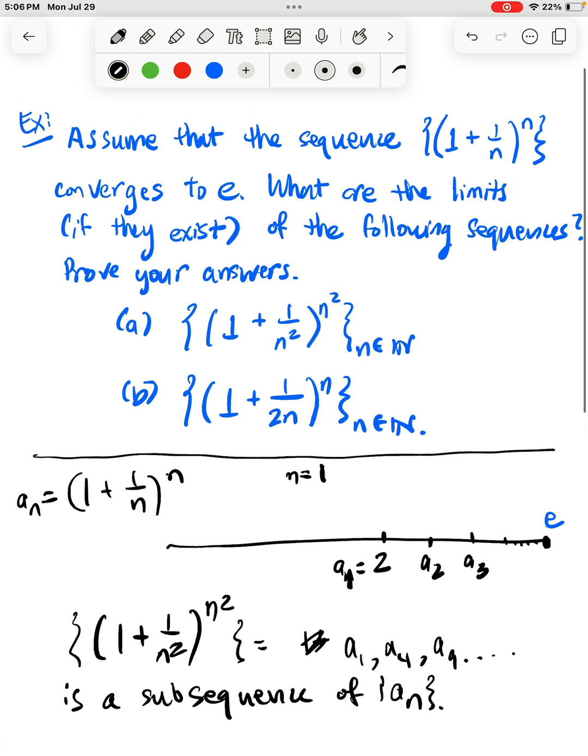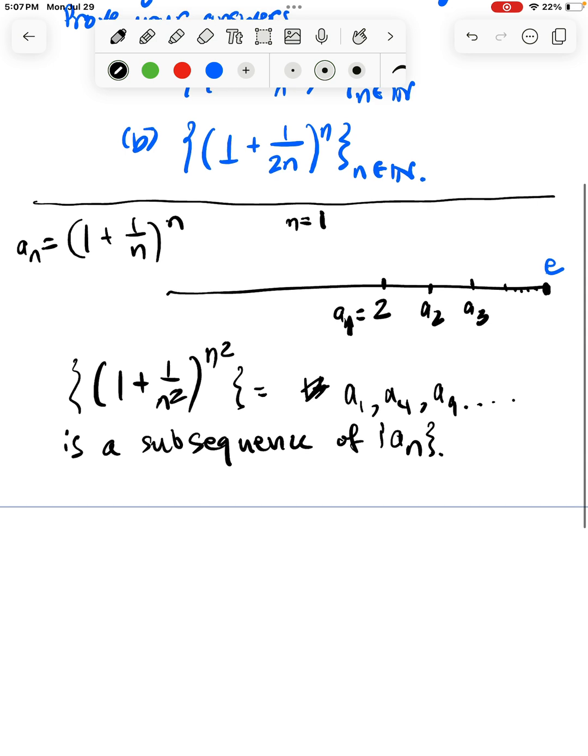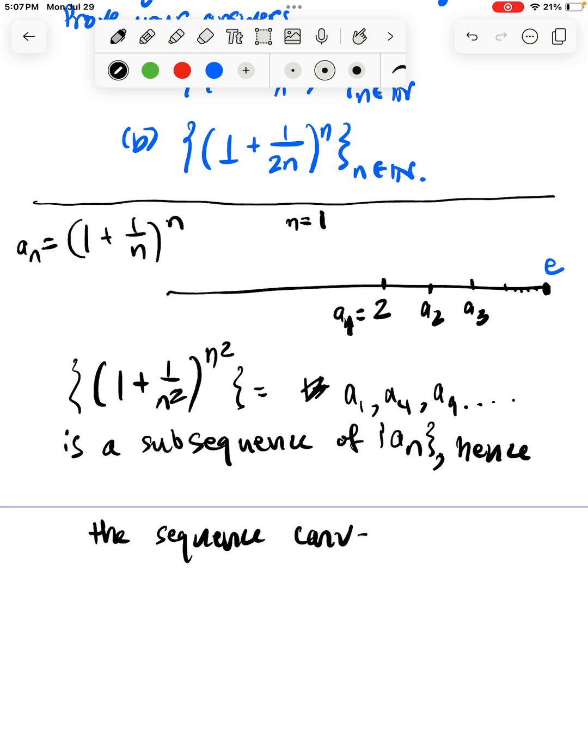And we're assuming that the original sequence a_n converges. So if you have a convergent sequence, what do you know about every subsequence? It converges, and it converges to the same limit. So since this is a subsequence of a_n, hence the sequence converges to e. So that's the answer to part A.